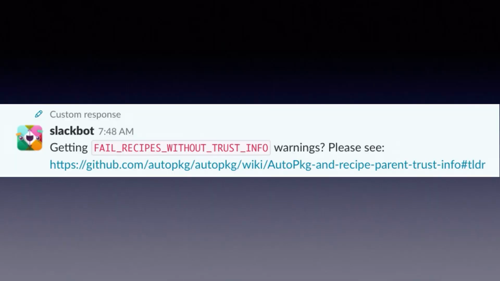The most common question we were getting in the AutoPkg channel, because there is an AutoPkg channel, was I'm getting these fail recipes without trust info. Some people would call them warnings, some people would call them errors, to the point where if you type that variable name into the Slack channel, you get this bot response. Because it was so common, I knew when I was planning this talk, I had to talk about this topic.